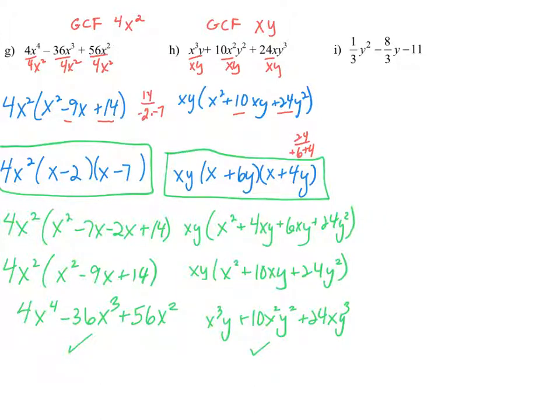In example I, we have 1/3 y squared minus 8/3 y minus 11. In this case, we're going to simplify or factor this by taking out the greatest common factor. In this case, we're looking at getting rid of those fractions that would make it easier to factor. So we are going to use 1/3 as our greatest common factor. We're going to factor out the 1/3, and when you factor out the 1/3, it's like you're dividing each one of those terms by 1/3. And remember that dividing by a fraction is the same thing as multiplying by the reciprocal.